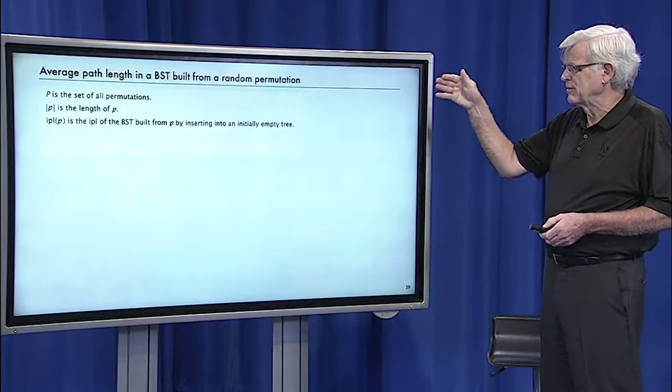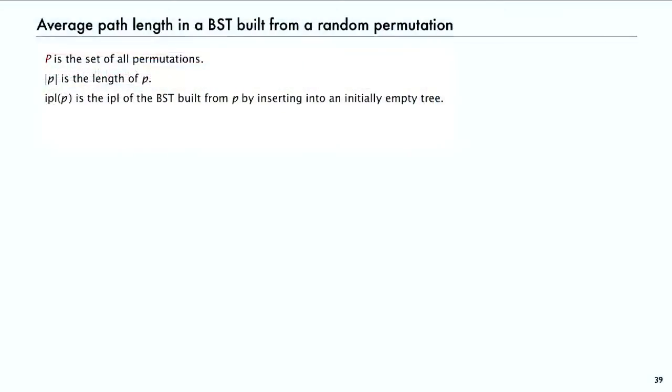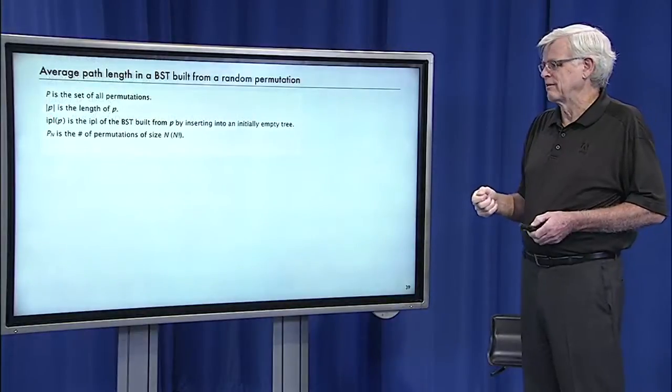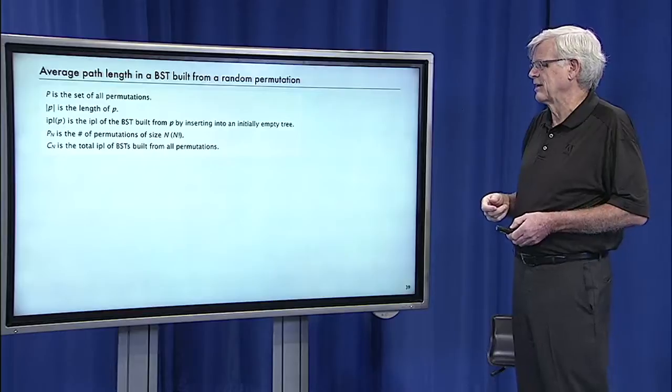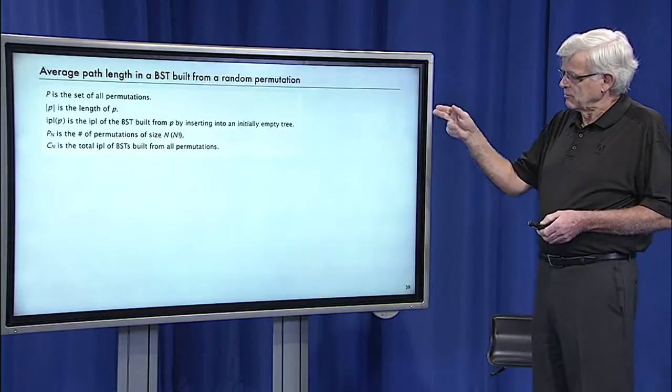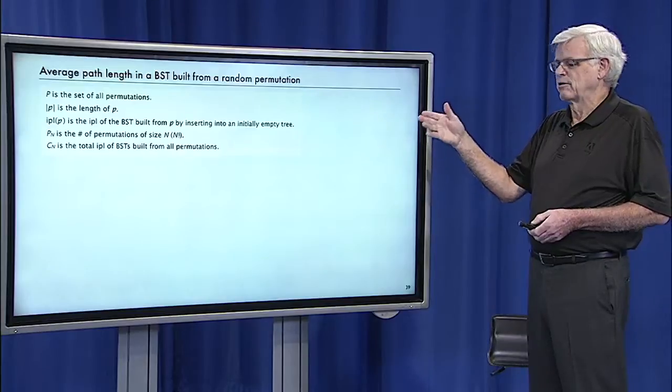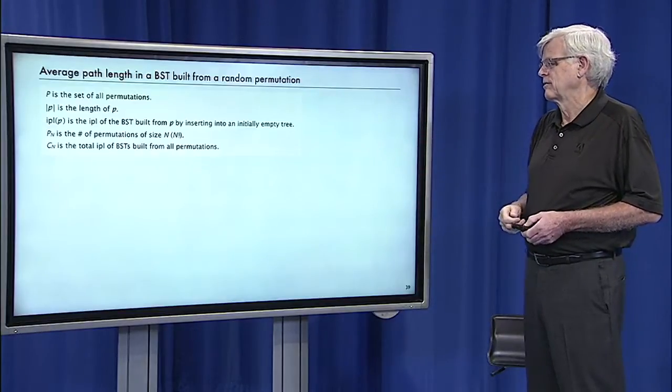Start as usual, but now we have permutations. And our cost is the length of the permutation. But now when we say IPL, we mean the IPL of a permutation, which doesn't make sense, except if you say that what we want is the internal path length of the BST you get from that permutation by inserting it into an initially empty tree. Again, the number of permutations of size n is n factorial, and that saves us a step in the calculation, as you'll see. And the accumulated cost is the total IPL of binary search trees built from all permutations.